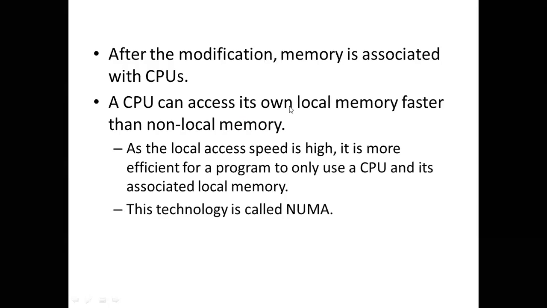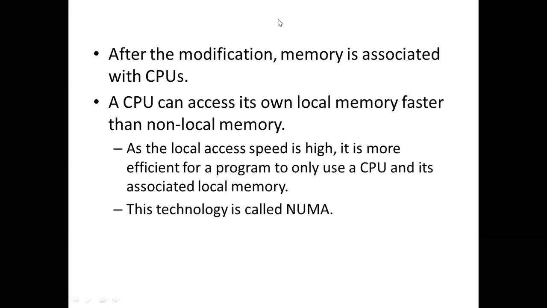After the introduction of the NUMA technology, each CPU is associated with its own memory. So there is no need for the CPUs to be accessing the non-local memory using that North bridge. Right? So a CPU can access its own local memory faster compared to non-local memory. And as the local access speed is high, it is more efficient for a program to only use a CPU and its associated local memory. We have seen that if the memory is not local, we would need to go via a North bridge. But if the memory is local, there is no need for that North bridge, and that would increase the speed.